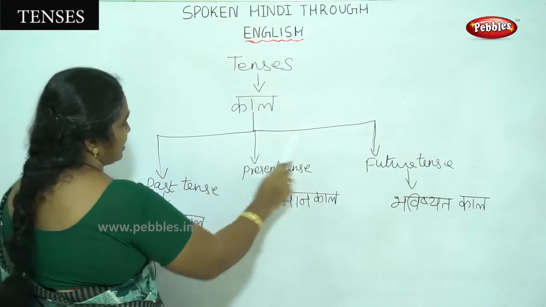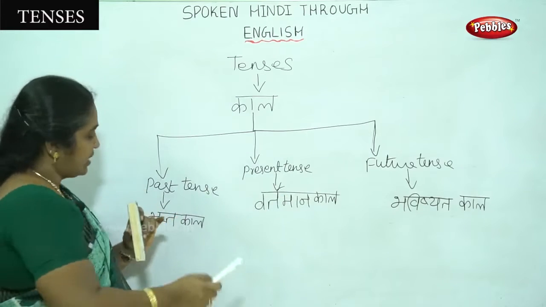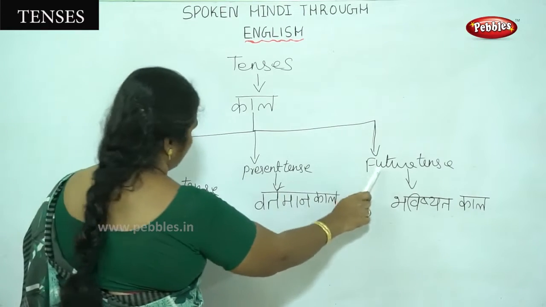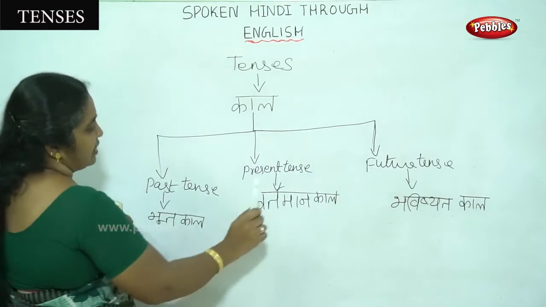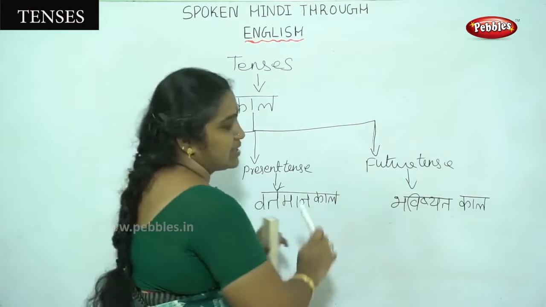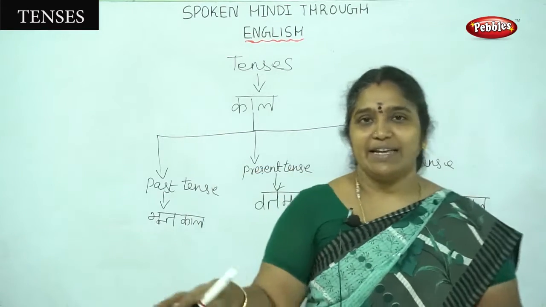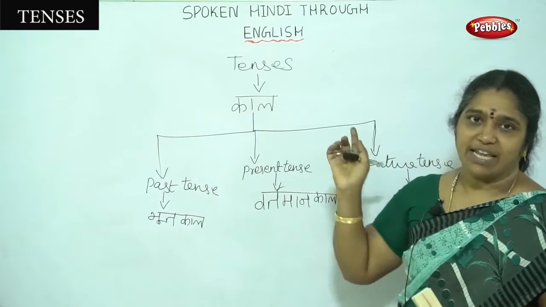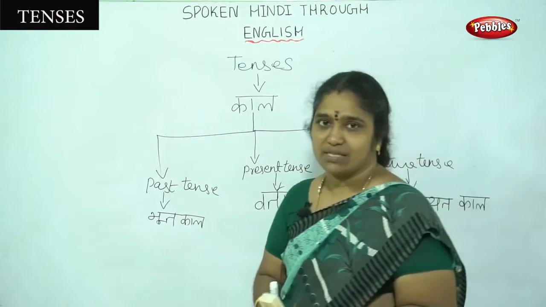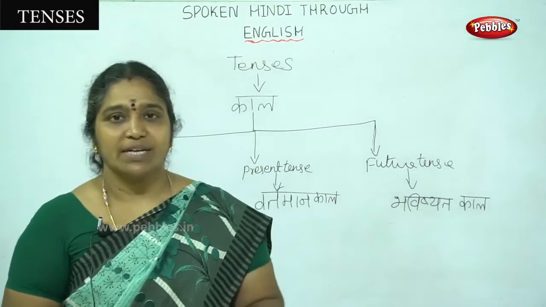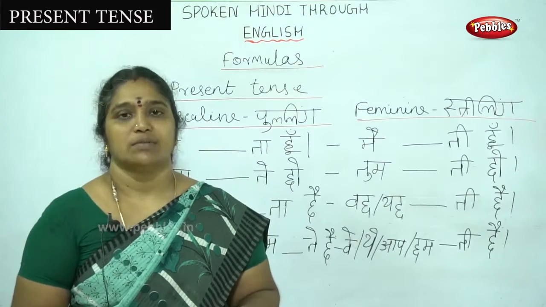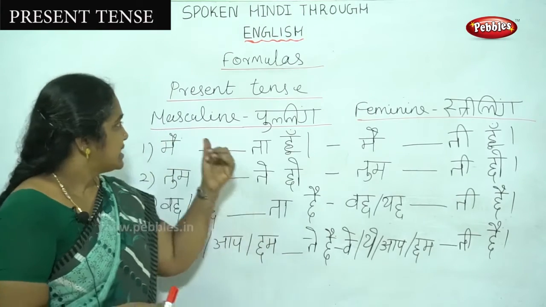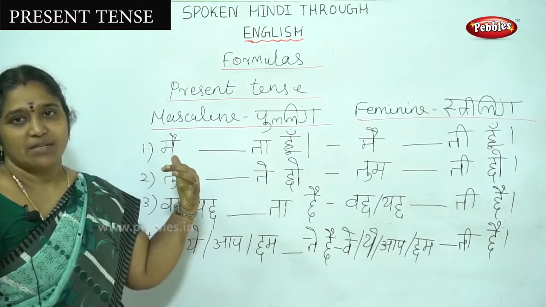Then we have three subdivisions: past, present, future. That is Bhut kaal, Vartaman kaal, Bhavishyat kaal. We can see clearly about these sentences in the coming classes. Okay, we can go for the present tense now. Now let us see about simple present tense.